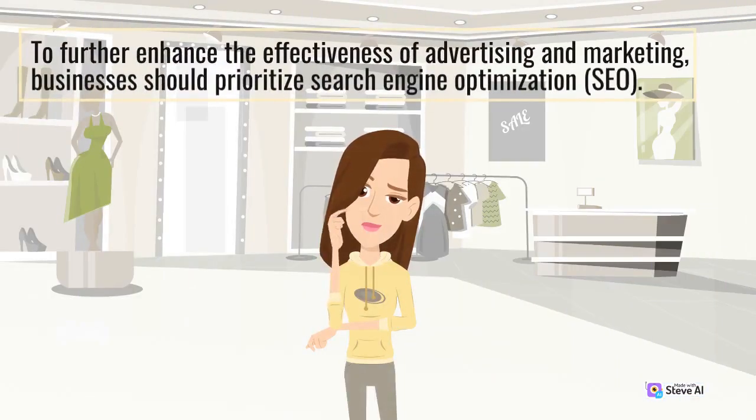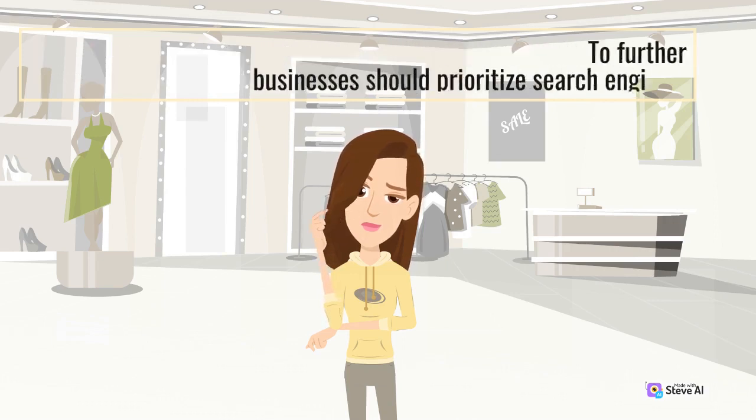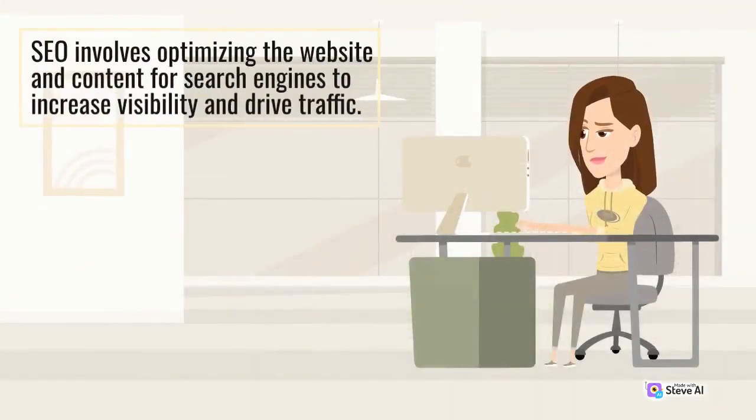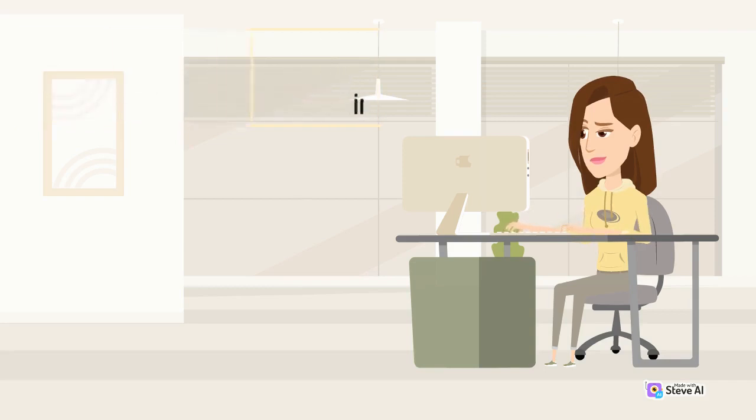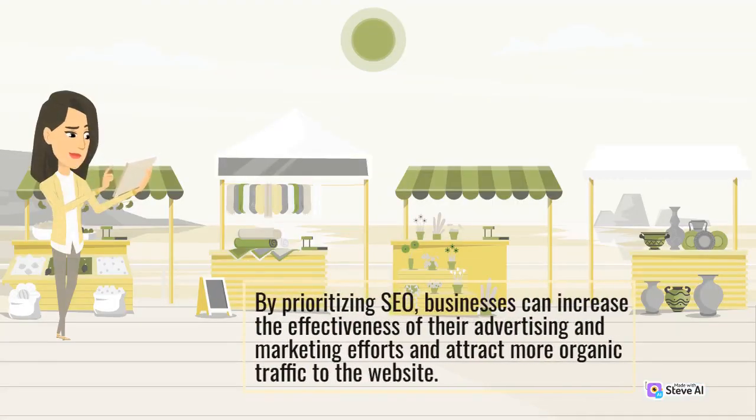To further enhance the effectiveness of advertising and marketing, businesses should prioritize search engine optimization, SEO. SEO involves optimizing the website and content for search engines to increase visibility and drive traffic. By prioritizing SEO, businesses can increase the effectiveness of their advertising and marketing efforts and attract more organic traffic to the website.